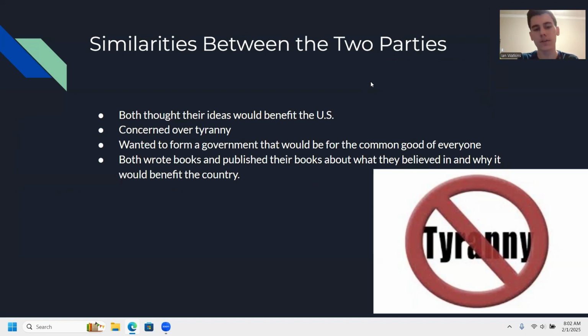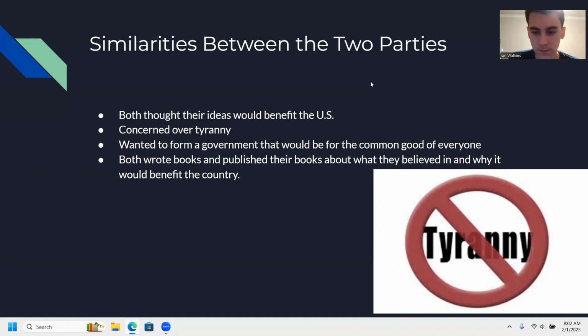And the Federalists thought that if they had a really strong government, that would benefit the US because, with a strong government, you have more power, more say in what's going on in the US, right? And eventually they both integrate their ideas and we have laws in our Constitution that we have today. They were both concerned over tyranny.